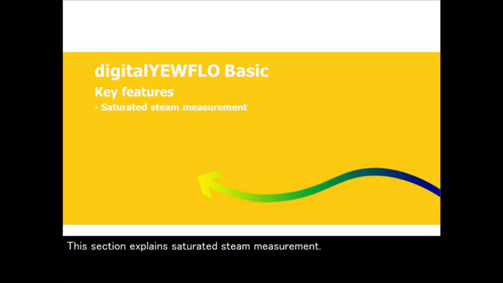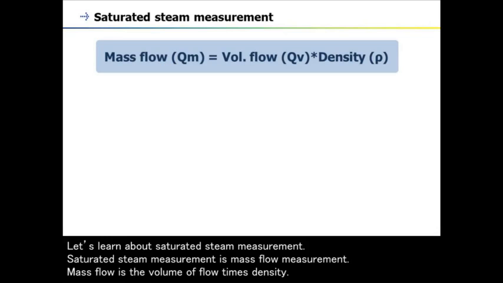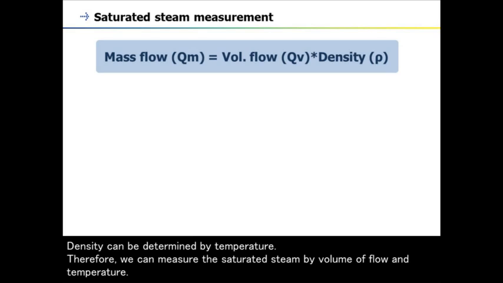This section explains saturated steam measurement. Let's learn about saturated steam measurement. Saturated steam measurement is mass flow measurement. Mass flow is the volume of flow times density. Density can be determined by temperature. Therefore, we can measure the saturated steam by volume of flow and temperature.